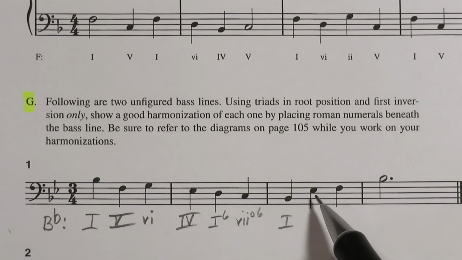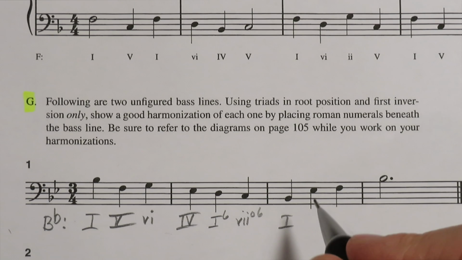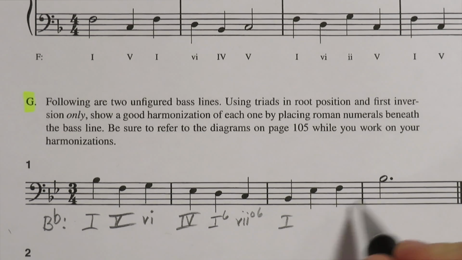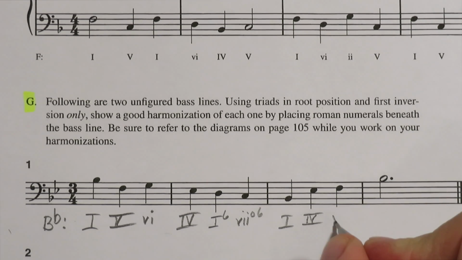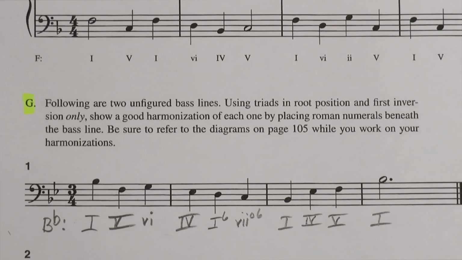And then we could just finish it off. We have E flat, F, G. So we could do a 4-5-1. And we're done. Yeah, so this follows the guidelines and looks like a nice progression. So go ahead and fill out number 2, and I'll see you in the next section.